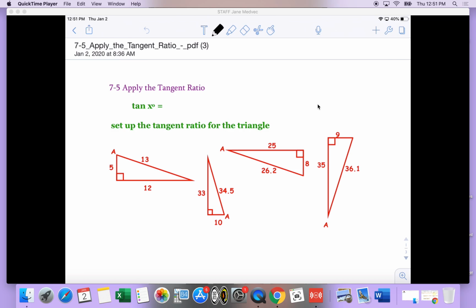So we're going to work on 7.5 today. We're applying tangent ratios. Now you're going to notice that up at the front of our board, there are three things on my whiteboard. I'll write them on the slide.